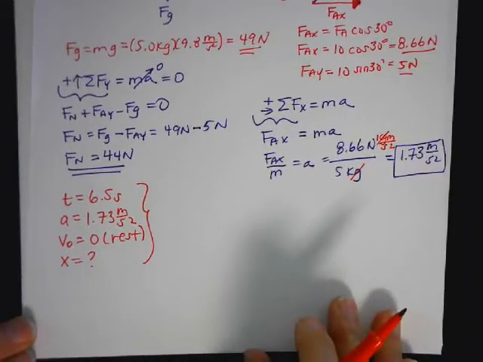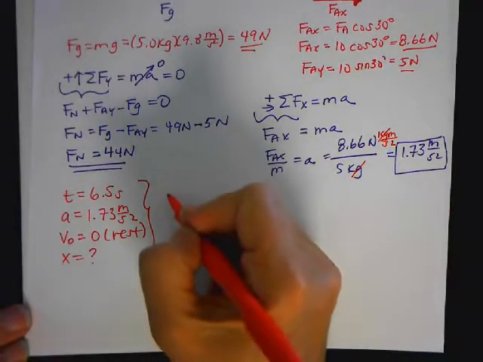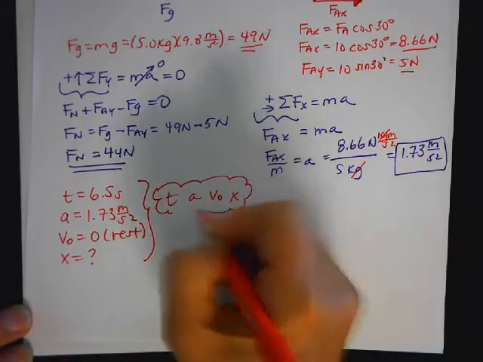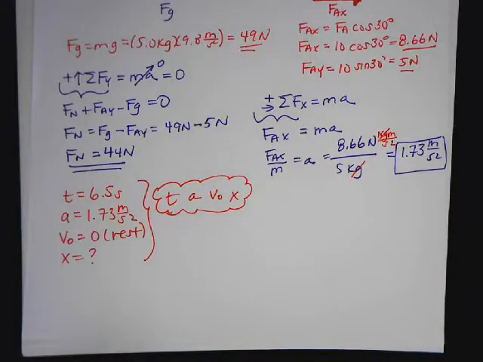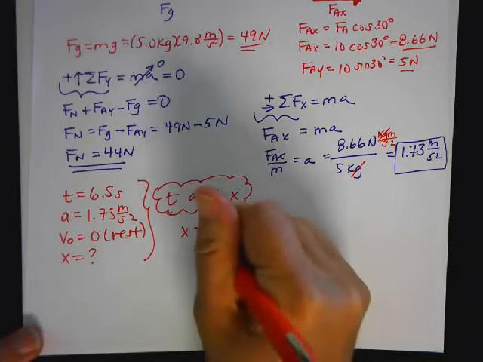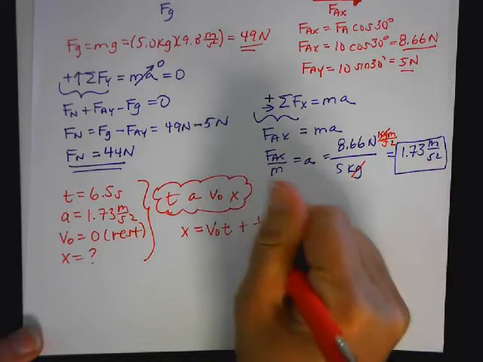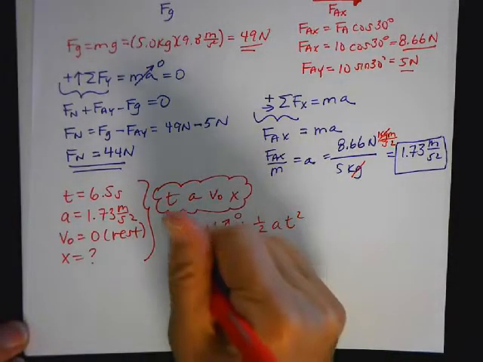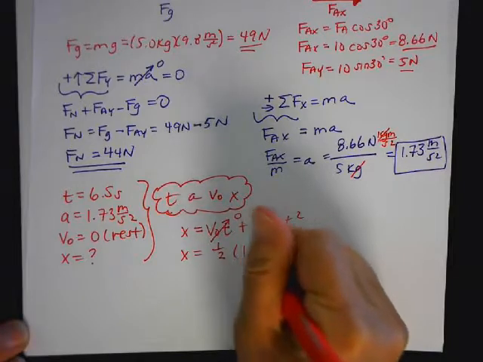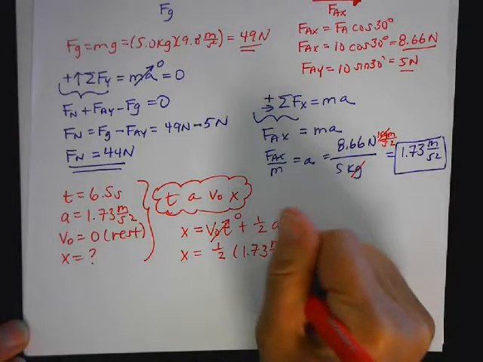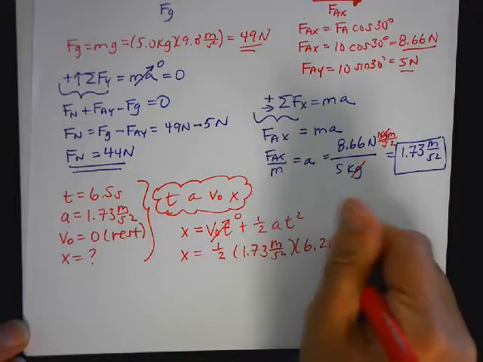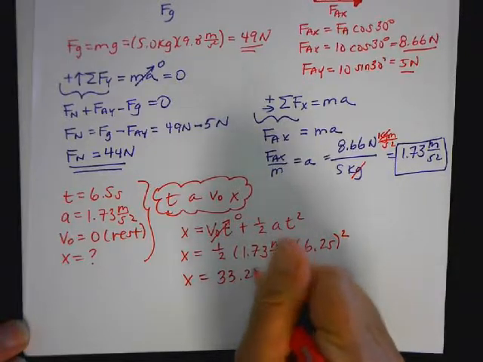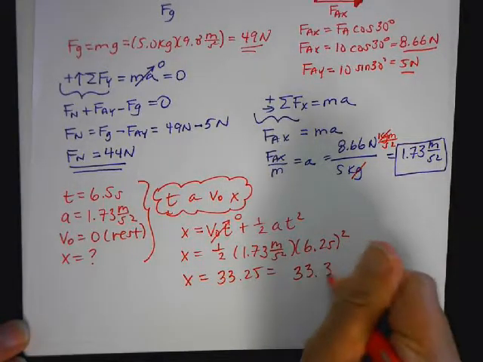Now we're going to say to ourselves, which equation has T, A, V naught, and x? That's going to tell me what to do. The equation is x is equal to V naught T plus 1/2 AT squared. V naught is 0, so that whole term goes to 0. So x is equal to 1/2 times 1.73 meters per second squared times 6 seconds squared. So x comes out to 33.25, which we'll say is 33.3 meters.